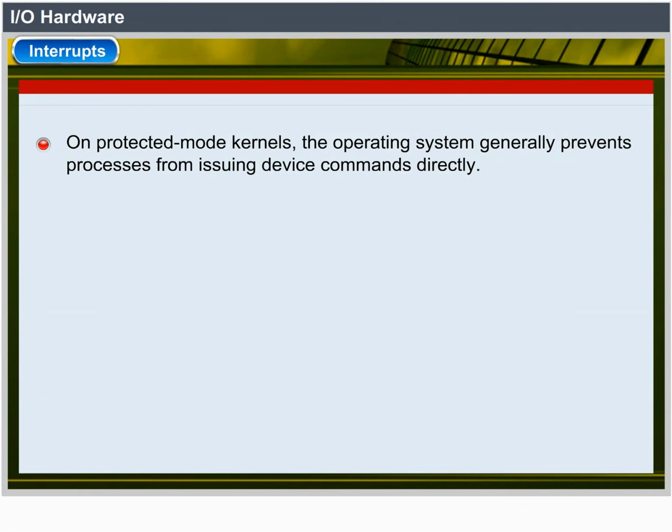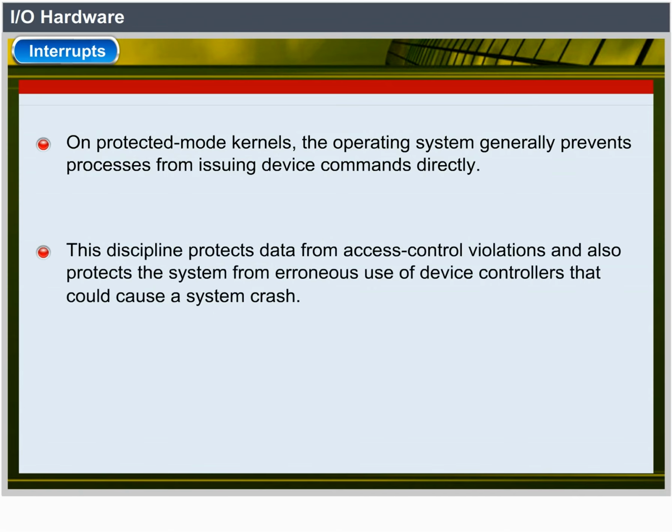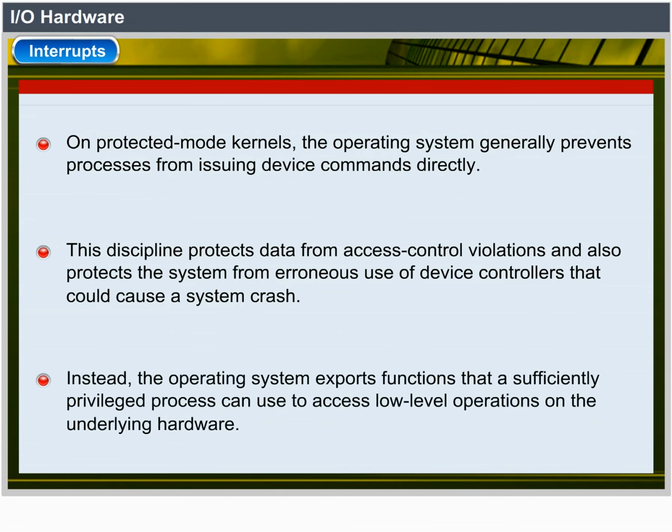On protected mode kernels, the operating system generally prevents processes from issuing device commands directly. This discipline protects data from access control violations and also protects the system from erroneous use of device controllers that could cause a system crash. Instead, the operating system exports functions that a sufficiently privileged process can use to access low-level operations on the underlying hardware.